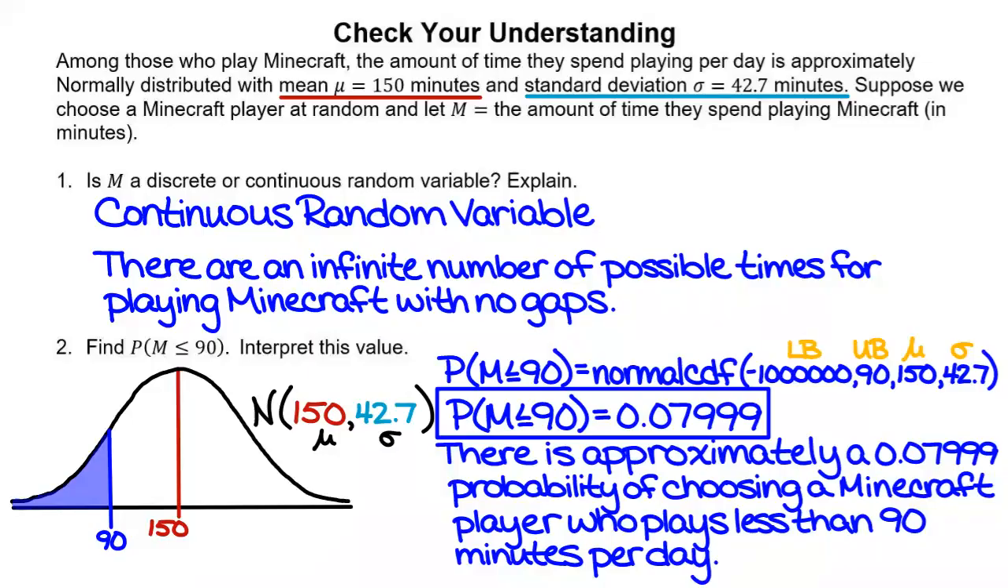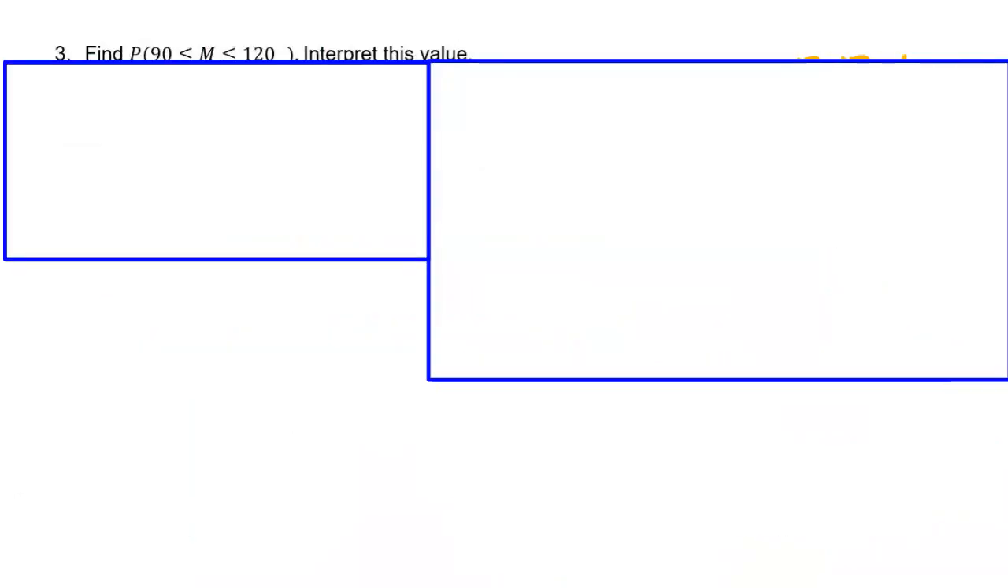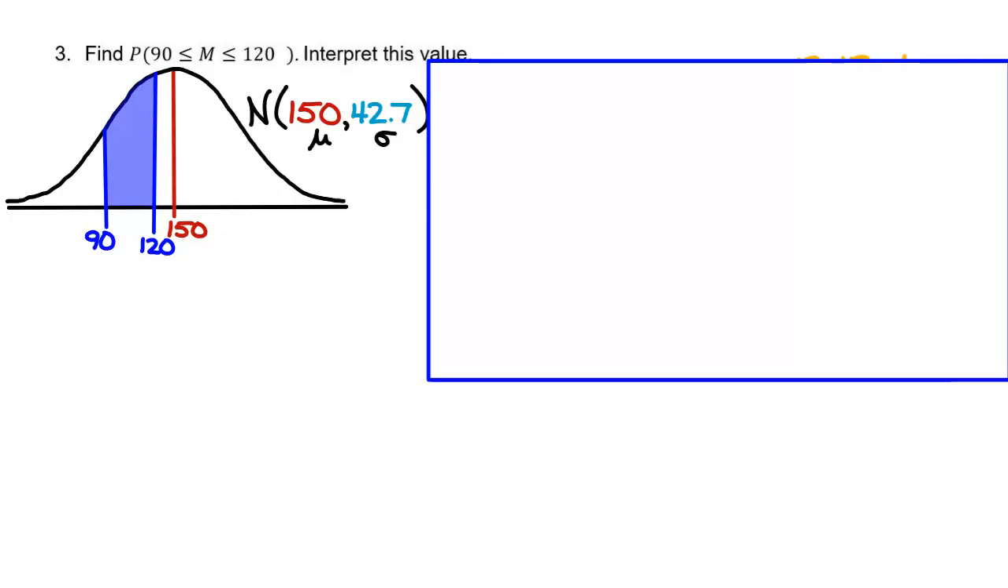All right, let's look at number 3. Your picture should look kind of the same. What pieces stay the same? The mean stays the same. The 90 stays the same. What else stays the same? The standard deviation stays the same. But this time, we are shading in between 90 and 120.